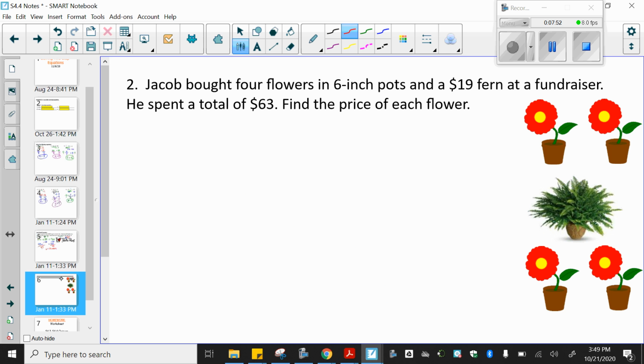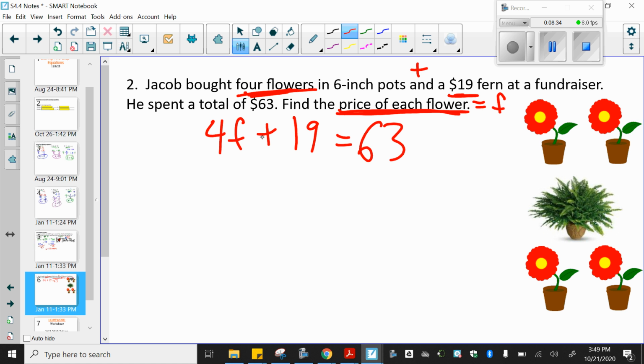Hooray! Last question. Jacob bought 4 flowers in 6-inch pots and a $19 fern at a fundraiser. He spent a total of $63. Find the price of each flower. Let's call that F for flower, okay? So we want 4 flowers and $19 for a fern. So I'm going to put my 19 at the end because I know that's constant. 4 flowers, 4 times the cost of the flower, 4 times F. 4F plus the 19 equals 63.